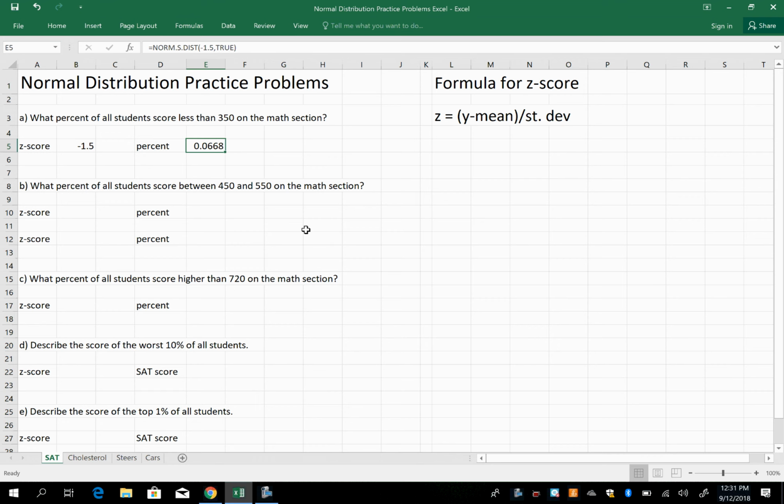Stop showing off, Pablo. So, what's the answer for part A? What percent of all students score less than 350 on the math section? 6.7%. I moved the decimal over. 6.7%. I love seeing students write down the answer. Hurry, because you're going to miss it.